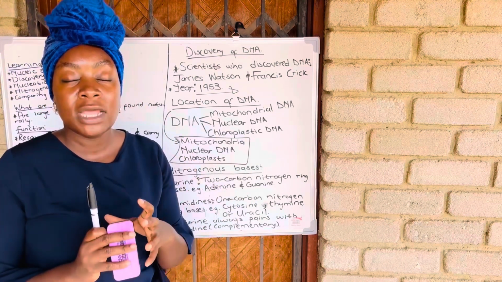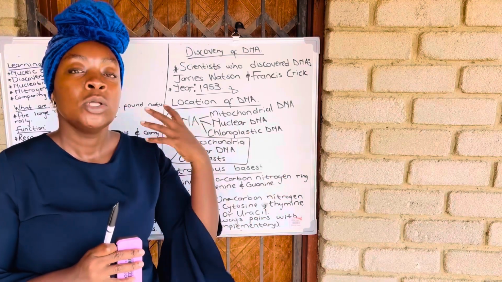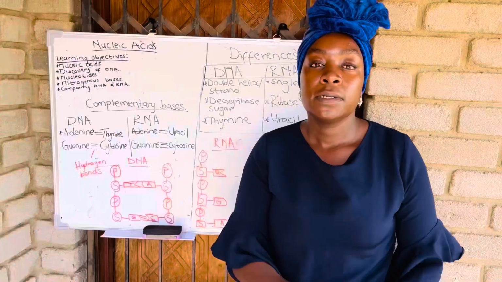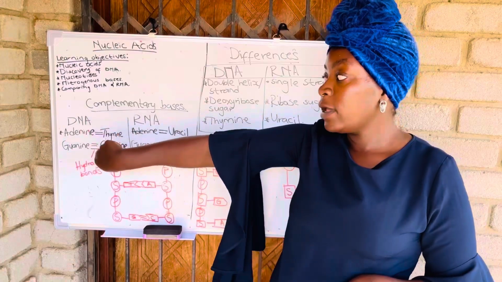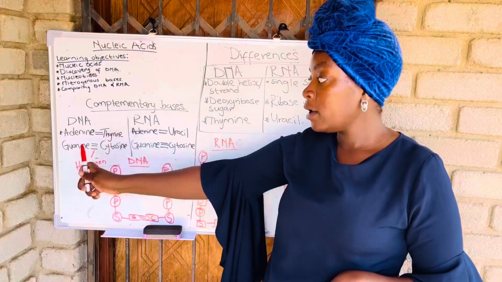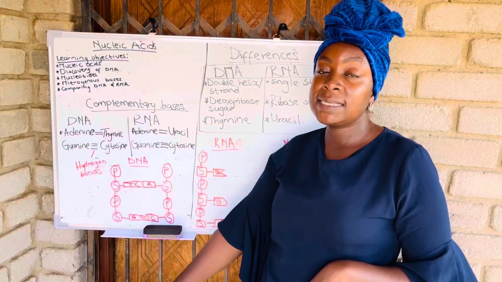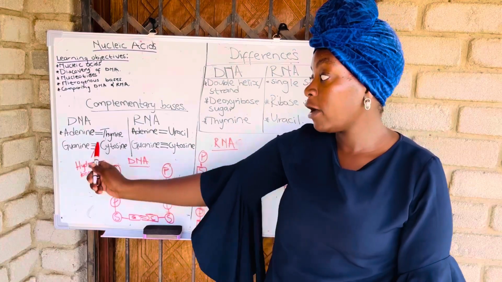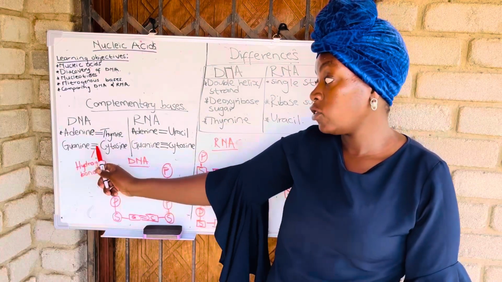Now we're going to look at how the complementary bases pair, and we're also going to compare the differences between RNA and DNA. So with the complementary bases, in DNA, we have adenine pairing with thymine, guanine pairing with cytosine. And these four bases are paired with hydrogen bonds. Adenine and thymine have 2 hydrogen bonds. Guanine and cytosine have 3 hydrogen bonds.